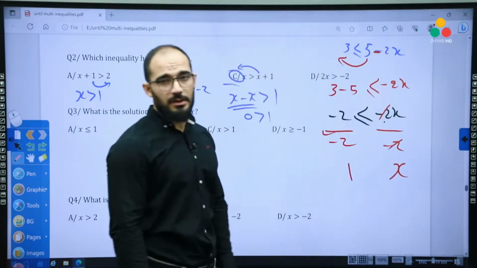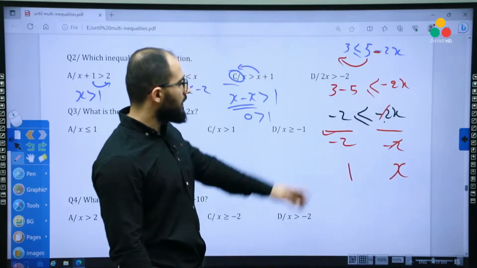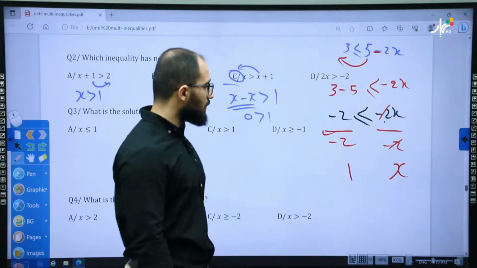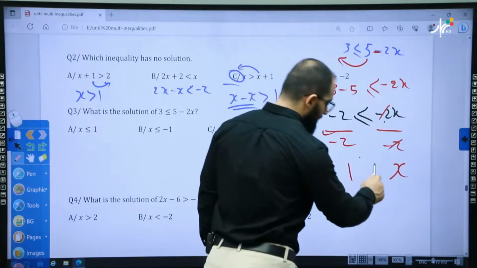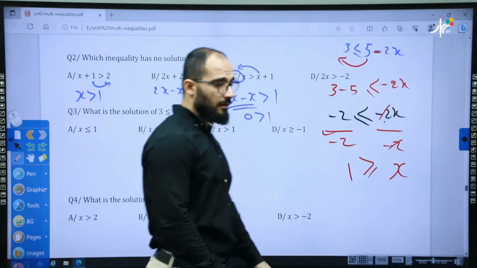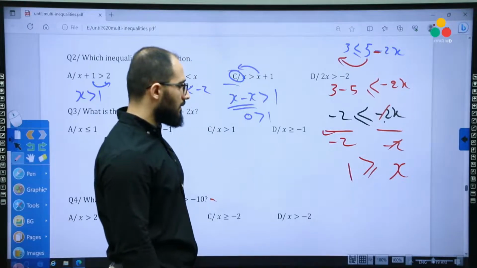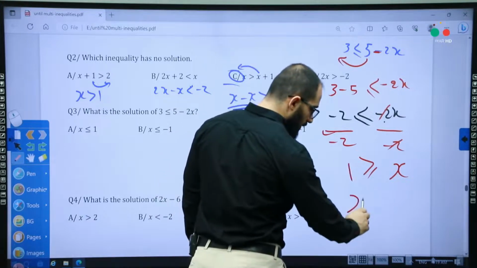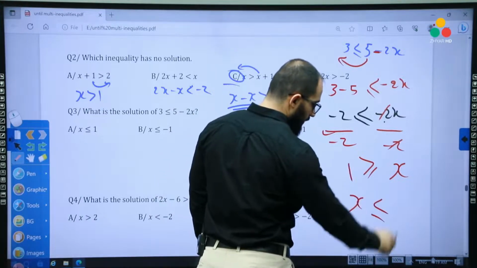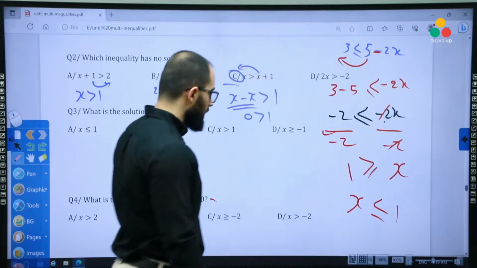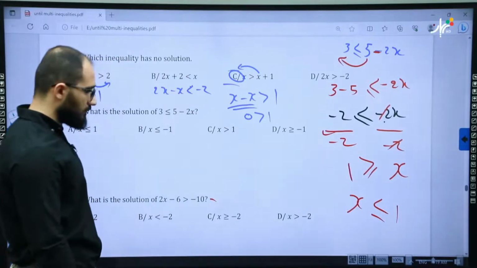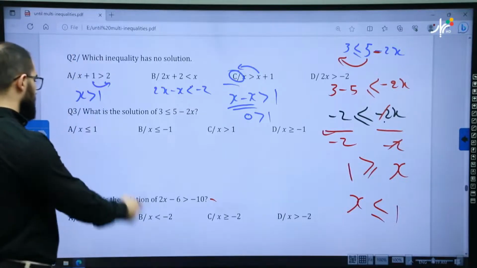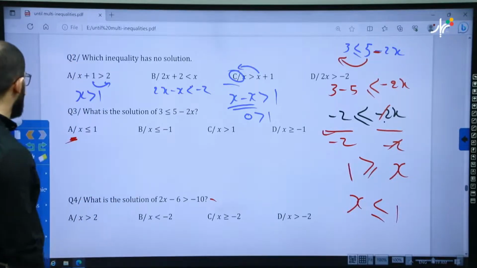But you have to be very careful because we have divided by a negative number. That's why we reverse the sign. Okay, we reverse the sign. So it's going to be 1 greater than or equal to x, or you can say x is less than or equal to 1. The correct answer is A.